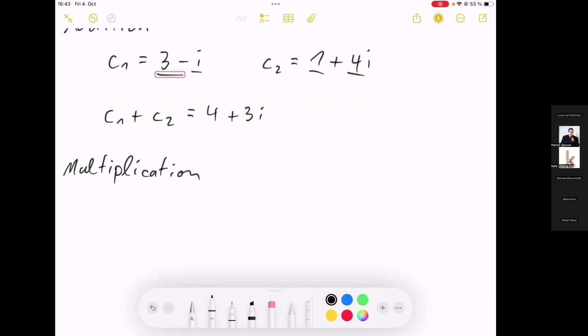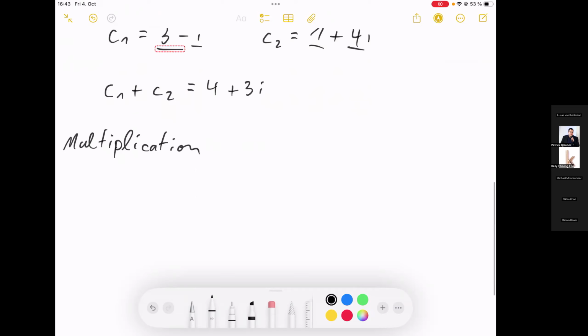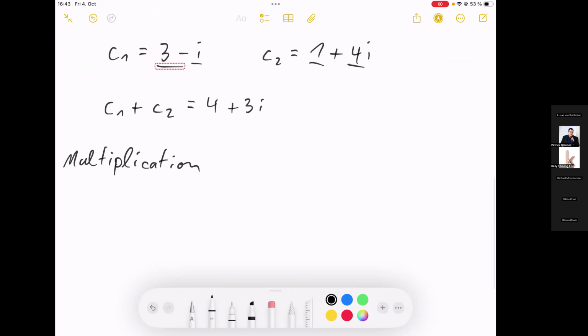For which we can just use the complex numbers from before. So we can say C1 times C2. And I will just write out these complex numbers again. So it's 3 minus i times 1 plus 4i. And in fact, it doesn't matter if these are complex numbers or some other elements. All you're doing is just multiplying these two parentheses with each other.